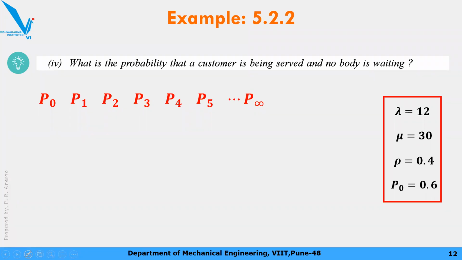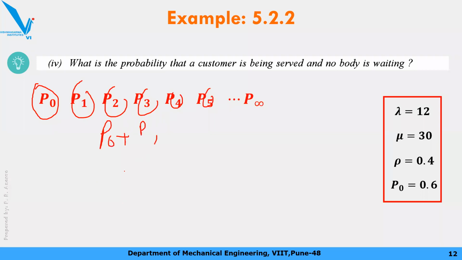And last thing we will calculate, what is the probability that a customer is being served and nobody is waiting? Let me know in the chat window which probability we need to calculate. Should I calculate P0, P1, P2, P3, P4, P5, or should I calculate P0 plus P1 or Pn less than 2? क्या कैलकुलेट करना है हमें यहाँ पे?